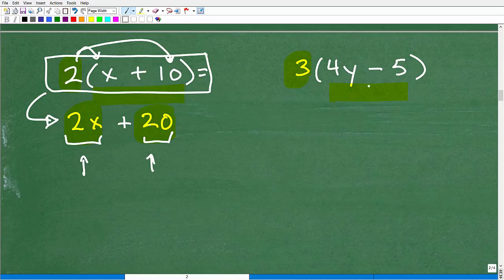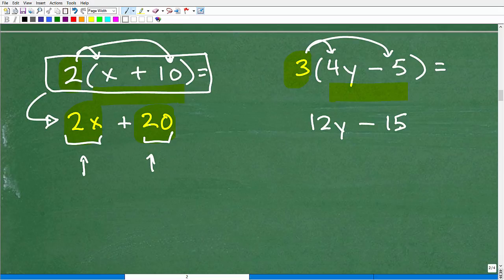So let's go ahead and just see this again with this problem. So 3 times, matter of fact, maybe you want to pause the video and try this. This will be what? 3 times 4y, which of course would be 12y, minus 3 times 5, which is 15, okay?